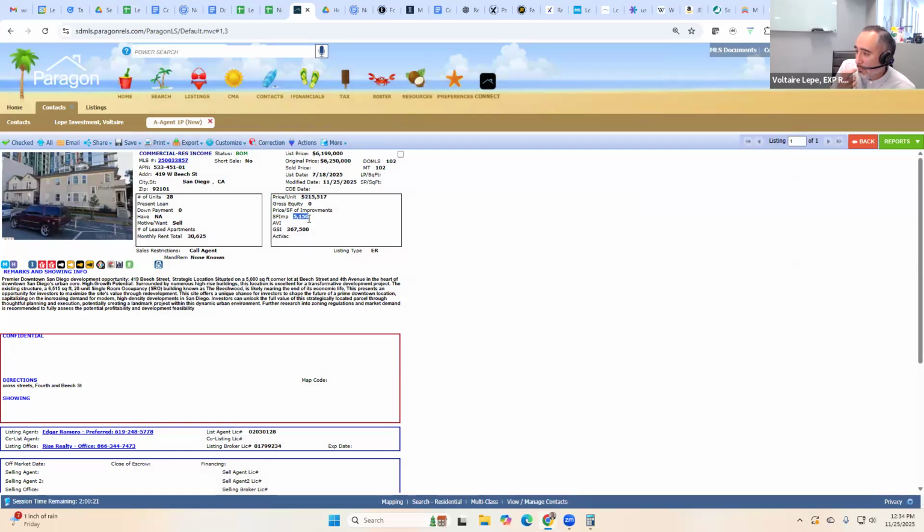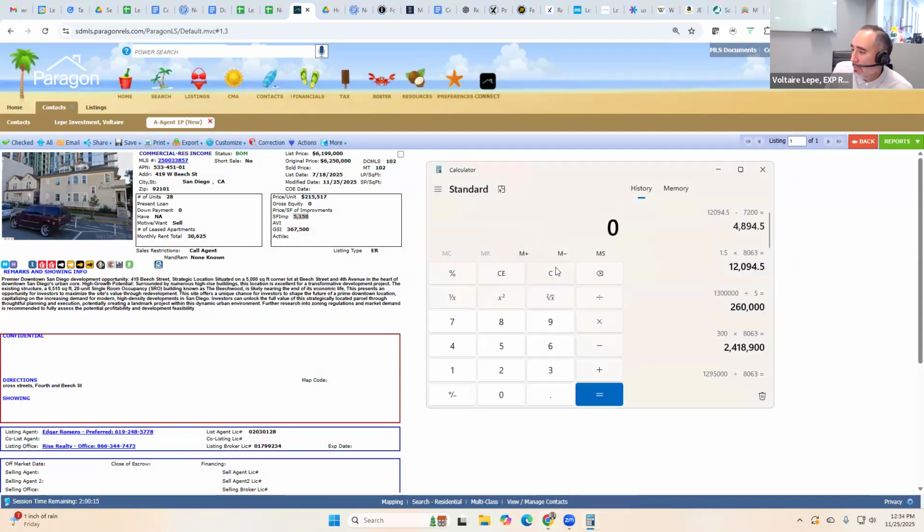Also, this is another one, guys. Total square foot of improvement. So let's do the math real quick. 6.2 million asking price divided by 5,150 square feet of improvements. Look at how much you're paying per square foot. $1,203 a square foot. So this isn't even close to being a deal. Does that make sense?